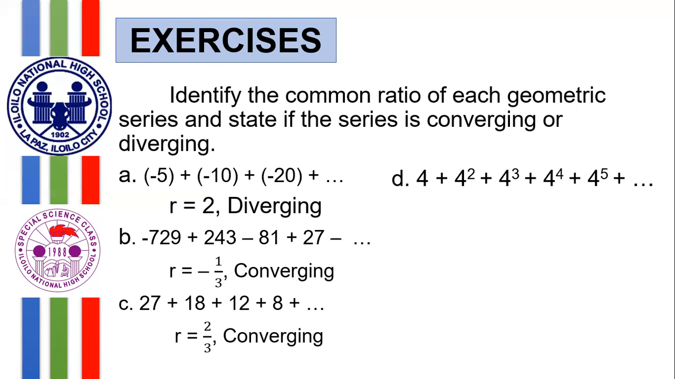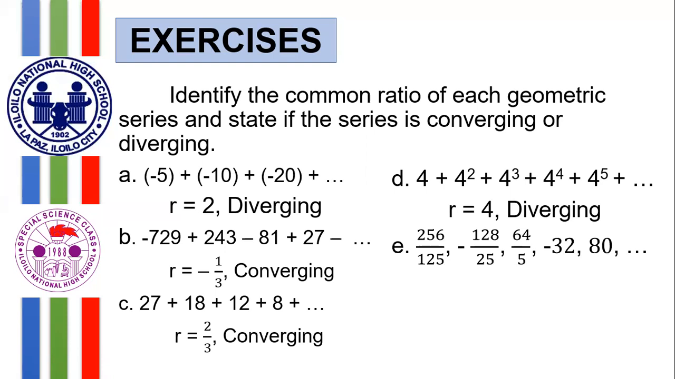How about 4 plus 4 squared plus 4 cubed plus 4 to the fourth plus 4 to the fifth plus dot, dot, dot. If this is the case, 4 squared divided by 4, 4 cubed divided by 4 squared, 4 to the fourth divided by 4 cubed, 4 to the fifth divided by 4 to the fourth will give you a common ratio of 4. And this is higher than 1. So D here is a diverging series.